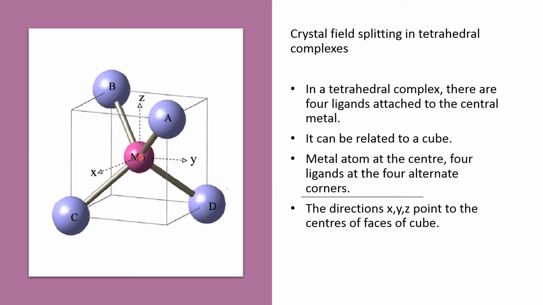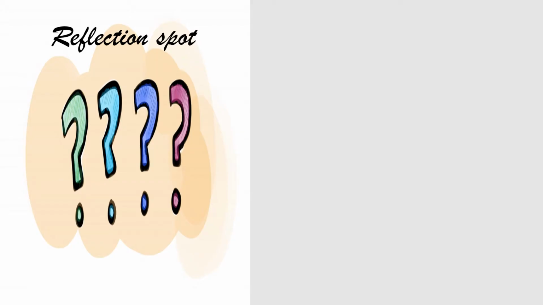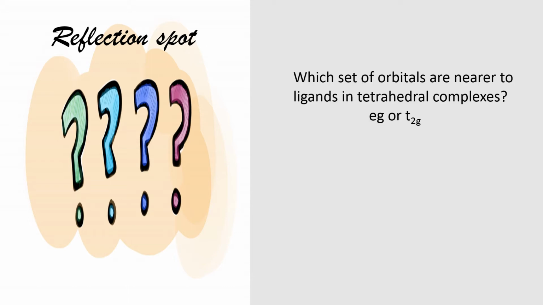You can also observe the axis of X, Y and Z which are pointing through the center of the faces of the cube. If you imagine our classroom, these axes will pass through the opposite walls of the classroom. Since the classroom is just like a cube, let us pause the video for 2 minutes and answer this question. Which set of orbitals are nearer to the ligands in a tetrahedral complex? Is it A1g orbitals or T2g orbitals?